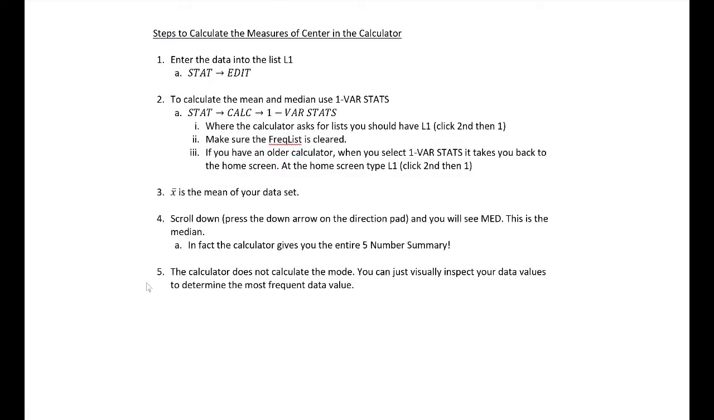So my calculator is updated. In case your calculator is not updated, whenever you hit the 1-Var Stats, I'm looking at this part right here. If you have an older calculator, when you hit 1-Var Stats, it takes you back to the home screen. What you need to do at that home screen is tell the calculator, hey, I want to do 1-Var Stats for my L1. Well, how do you type in L1?